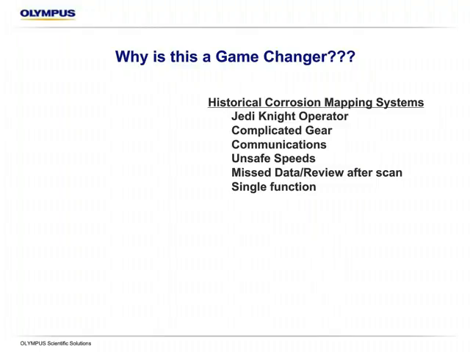Error communication problems can occur. You might run at unsafe speeds, and might not know that you've missed data until after the scan because it's hard to view large area data moving at that speed on the fly. And then, a conventional ultrasonic mapping system is typically only designed to do that. It's not designed to do a whole range of other ultrasonic tests.